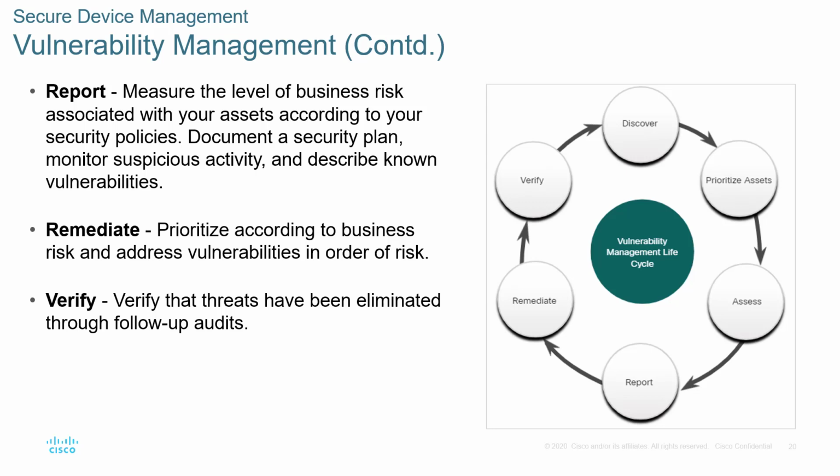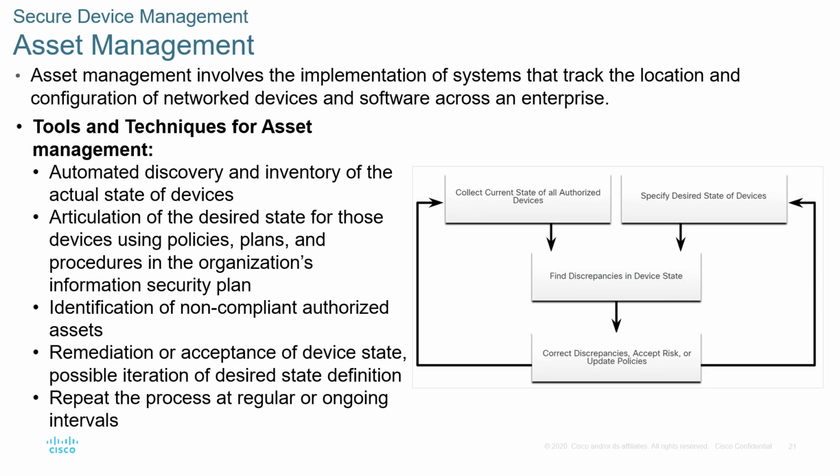And again, this is a continual life cycle. This isn't a one and done. So now that we understand a certain level of vulnerability management, as well as how we prioritize vulnerabilities and how we measure risk, we can look at asset management. Again, this is a continual life cycle. This isn't a one and done.